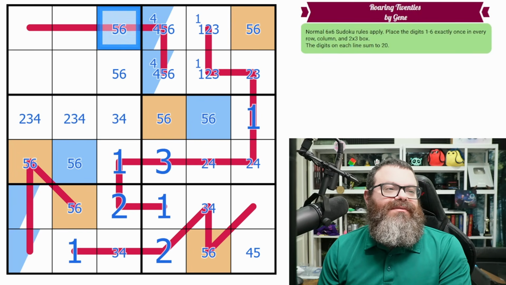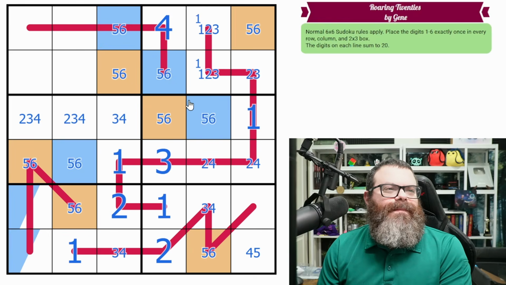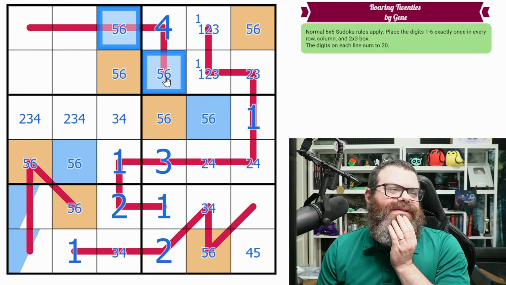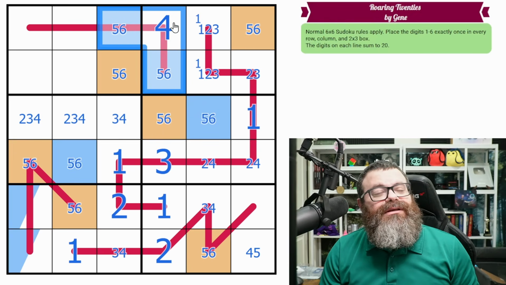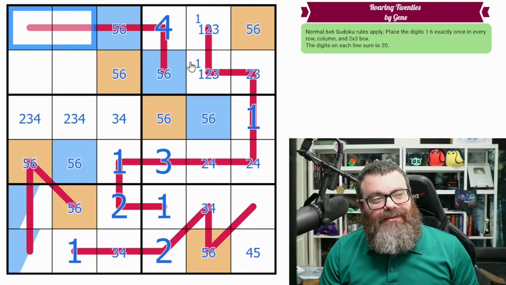Okay, so then this is the blue 5, 6. This is the orange 5, 6. So this can't be 5 or 6. This has to be 4, and then this is the blue 5, 6. So what does this mean? Well, we could do the same trick. This is either double 5 or double 6. So if this was double 5, that's 10, plus 4 is 14. These would need to add to 6.